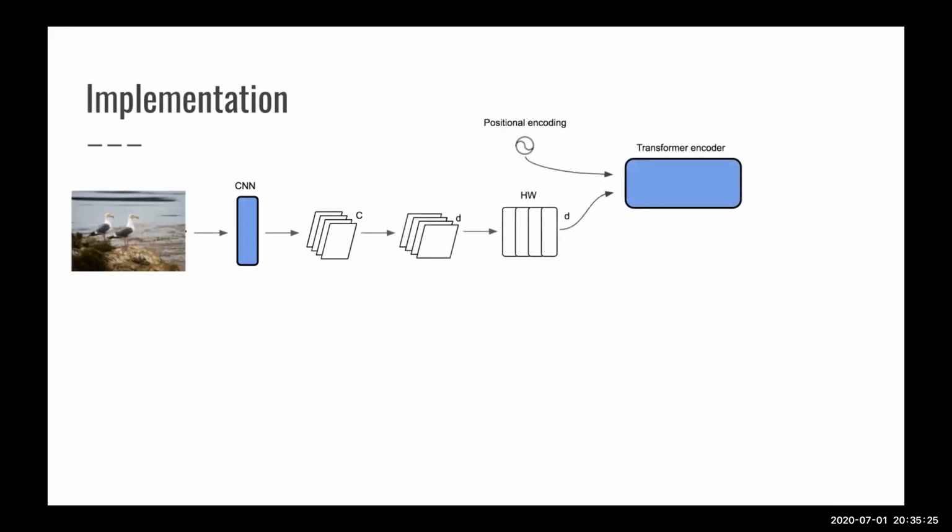So the implementation, this is the architecture slide. So let's say we start with an image. We run this image through convolutions to get C feature maps. We reduce the size of these feature maps to D, and then we collapse the height and width of these feature maps to get a sequence of length h times w, and each element of this sequence is of size D. So now the way you can think about this is just a sequence of positions within the image.